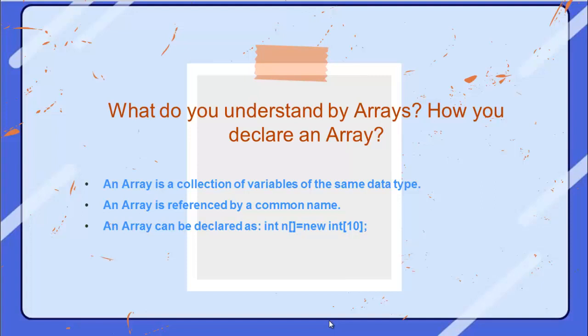What do you understand by an array? How do you declare an array? An array is a collection of variables of the same data type. An array is referred to by a common name. An array can be declared this way: int n[] = new int[10].